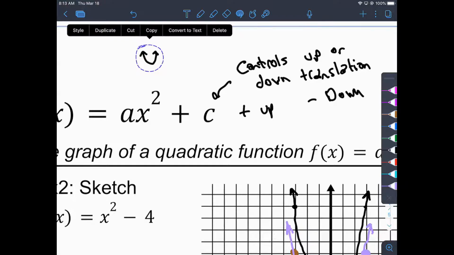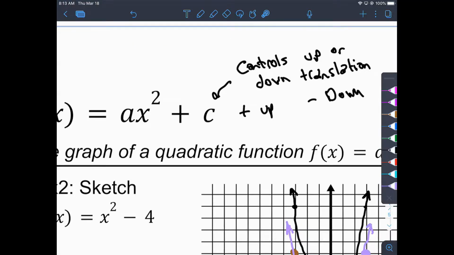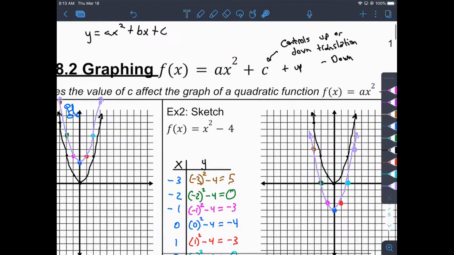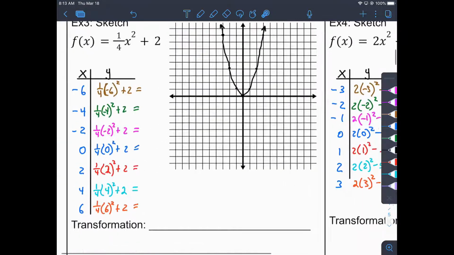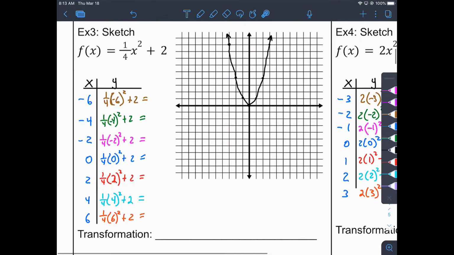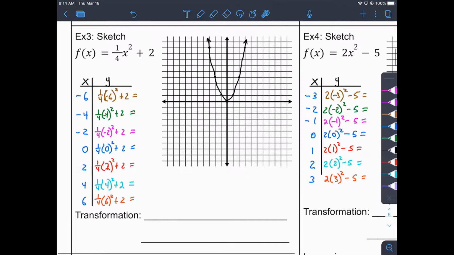So now we want to add another piece to this, another layer to it. In the 8.1, we had learned about the a value and how it affects the overall graph. So, for instance, we have a 1/4 for the a. What does it do to the overall graph? Because this is our parent function. This is y equals x squared. So what does the 1/4 do? Can we recall back to 8.1?